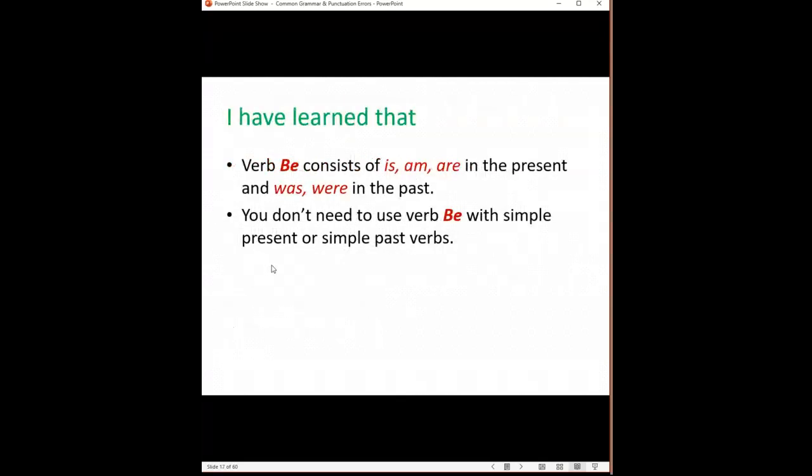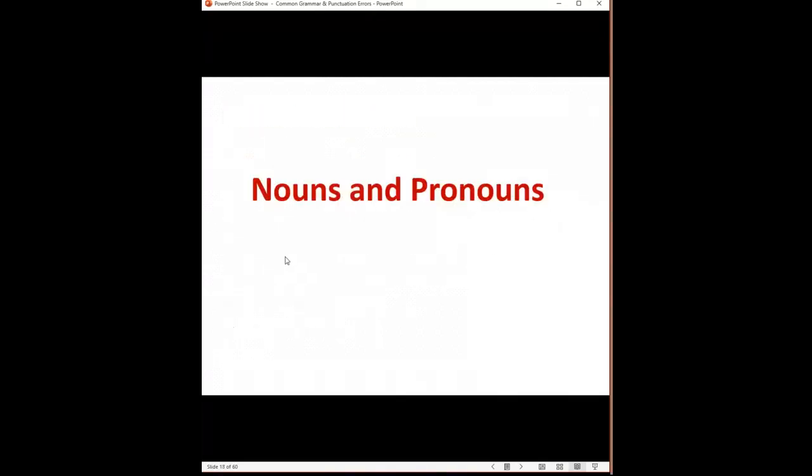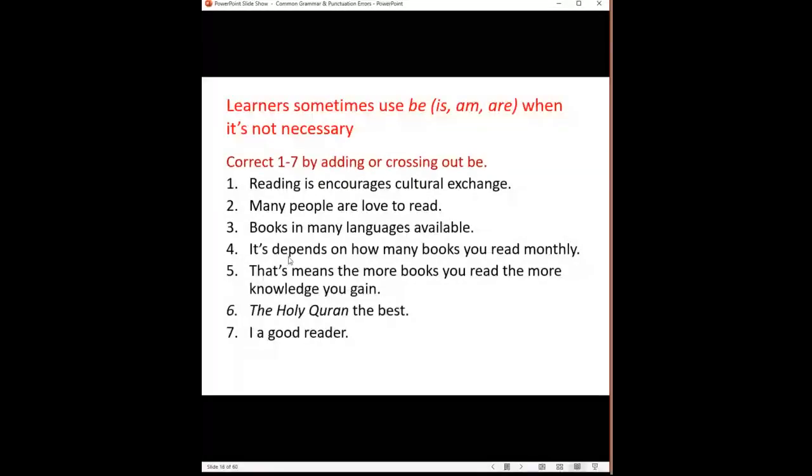So these are the answers. Sorry. I'm not sure what it is, so I will correct it for you. Reading encourages cultural exchange. Many people love to read. Books in many languages are available.